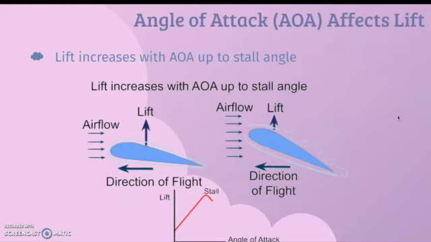So let's talk about how an angle of attack affects lift. Well, lift increases with the AOA up to the stall angle. So, the more we increase the angle of attack of an airfoil, the more lift we're going to create, up to a certain point. If you look in this graph, the more the angle of attack increases, the more lift we generate, up to this point where we stall out. That means that lift is no longer occurring, and we actually see a decrease in lift begin to start.